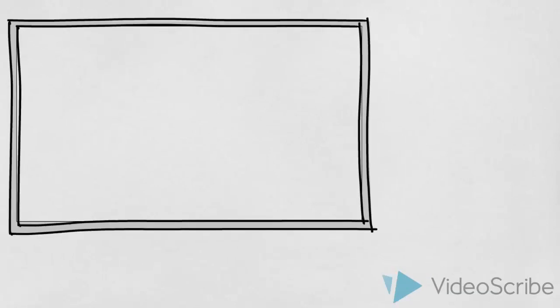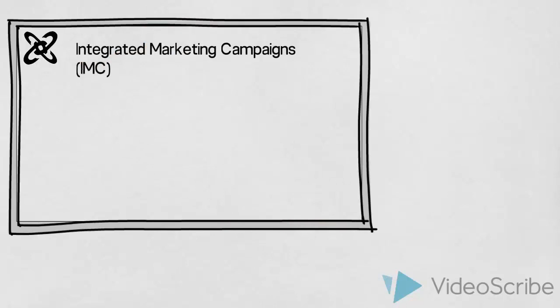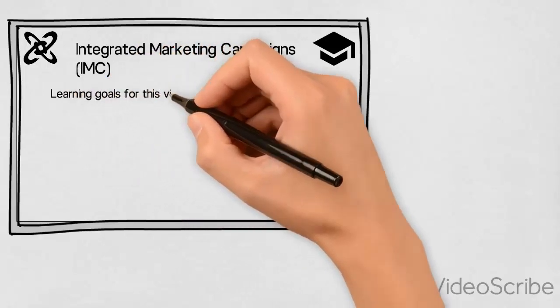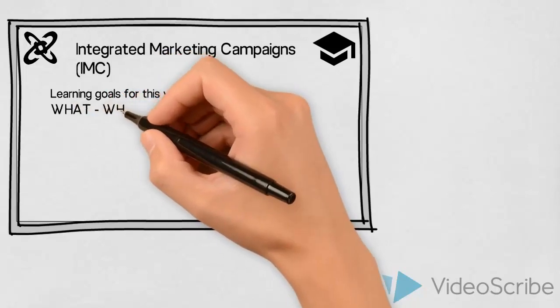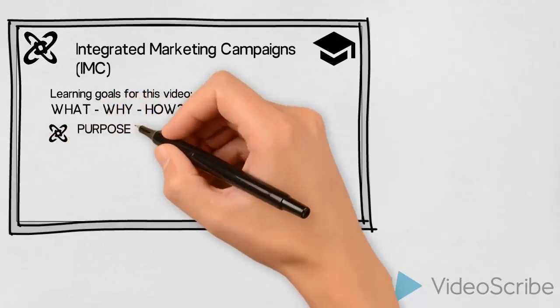When planning a set of promotional activities, marketers often talk about using integrated marketing communications or designing an integrated marketing campaign. Before we start, let us just list the learning goals for this video. The goal is to understand what integrated marketing communications or campaigns means, why we need to know about it, and how we could go about using it.